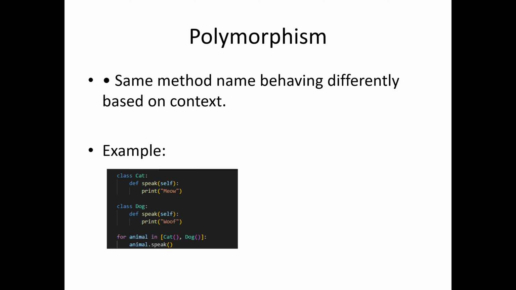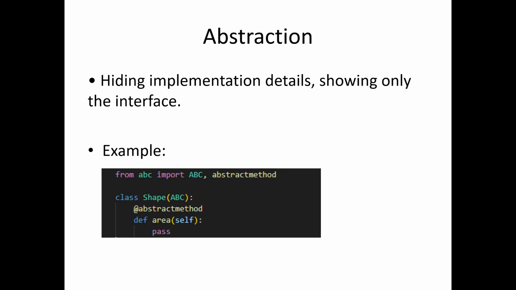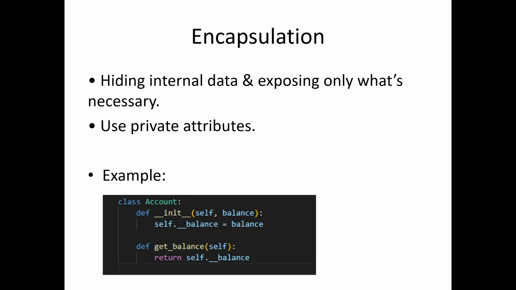This makes the code more flexible to what it is working with, such as right here, of course, animal.speak. You don't have to say dog.speak, cat.speak. You can just simply say animal.speak since it's in the list.